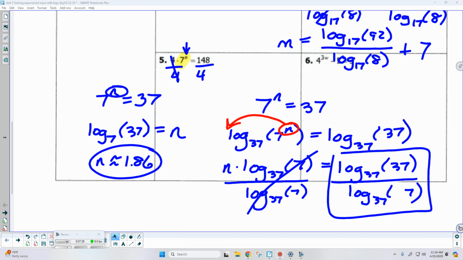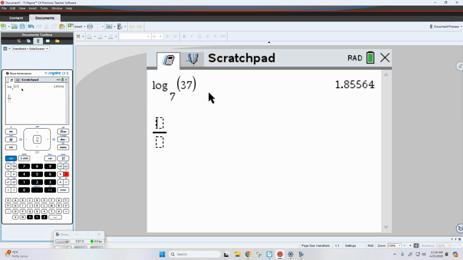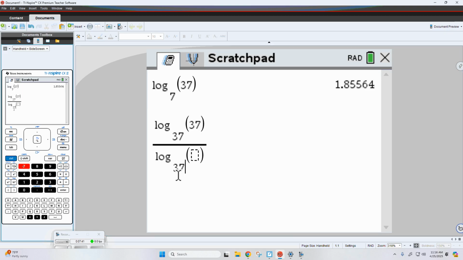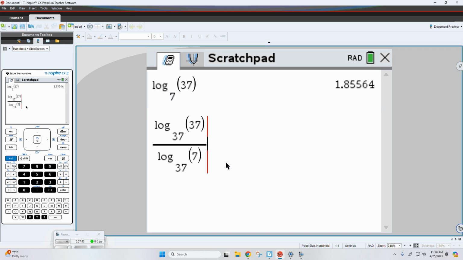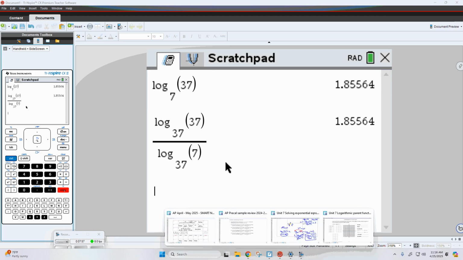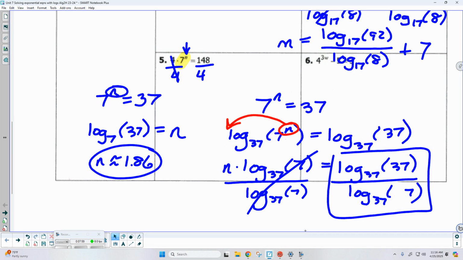All right, so control divide. Let's go ahead and put in these logs here. Okay. So this one is log base 37 of 37. This one's log base 37 of 7. Okay. So let's see. There we go. 1.86. Works out every time. And remember, this is the change of base formula. It's because of the change of base formula that we were able to use this second strategy.